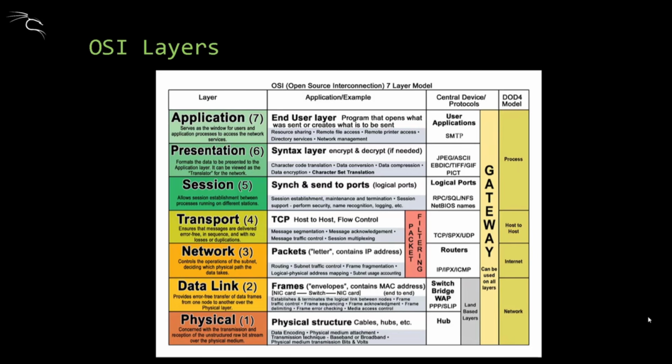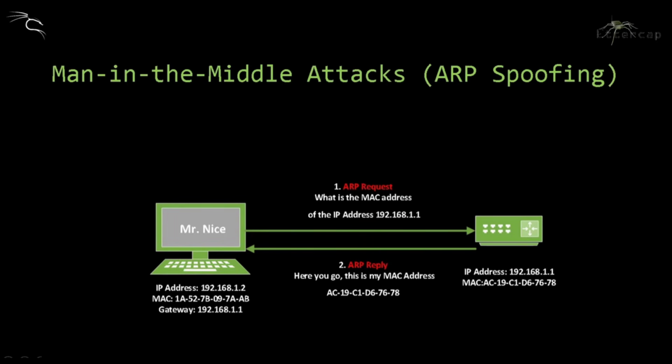The most important protocol we will discuss in this video is called the ARP protocol, which actually functions at the data link layer 2, and it is responsible for translating the IP addresses from layer 3 to MAC addresses. The example we'll be giving under the man-in-the-middle attacks is ARP spoofing, or you can call it ARP cache poisoning or ARP poisoning.